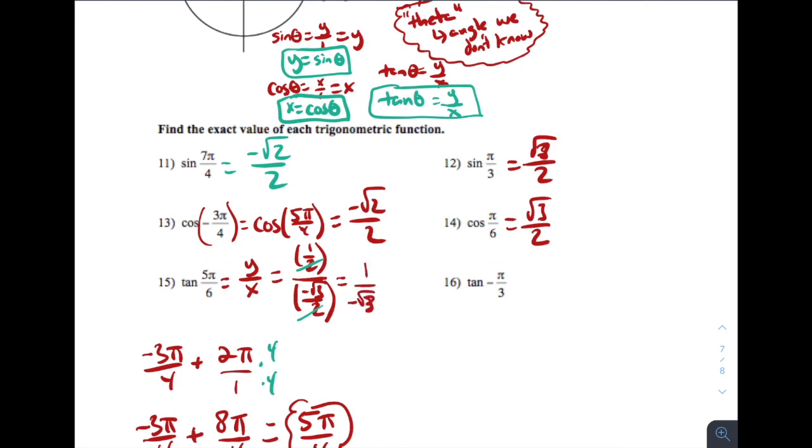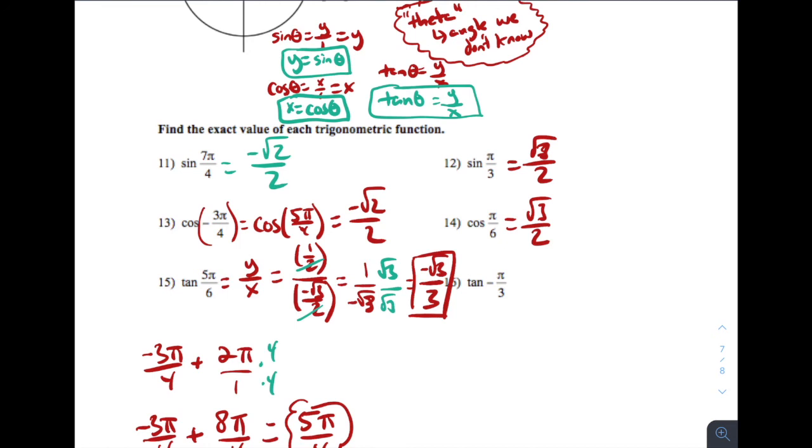But as we know from earlier in this, we can't leave a square root in the denominator. So I'm going to multiply by the square root of 3 over the square root of 3. If we do that, that's going to be negative square root of 3 over the square root of 9, which is just 3. So negative root 3 over 3 would be our answer for that one.